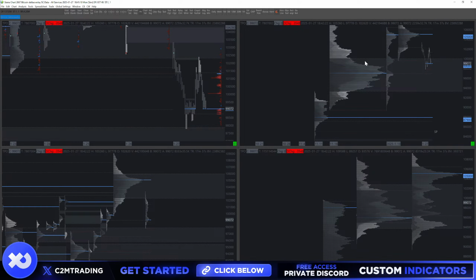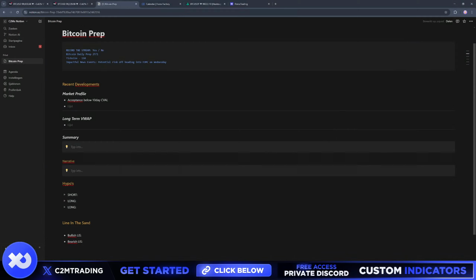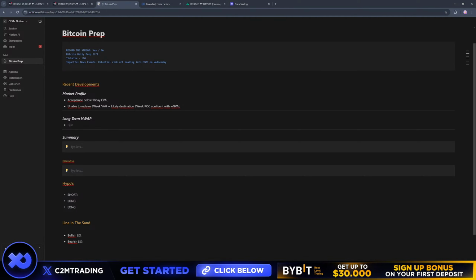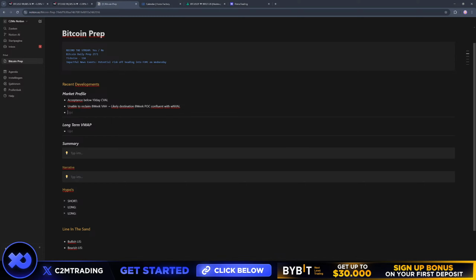So that's something that I want to be aware of as well. Right here, acceptance below the 10-day composite value low, unable to reclaim 8-week value area high, likely destination, 8-week point of control, confluent with weekly naked value area low. And that's basically it. The poor lows intraday as a potential destination, right? That's going to be a draw on liquidity.